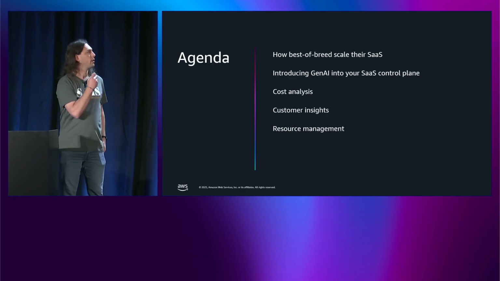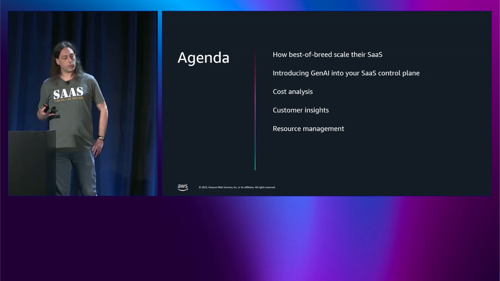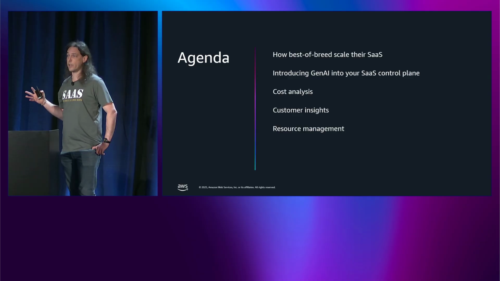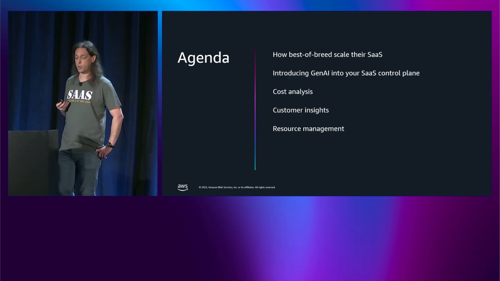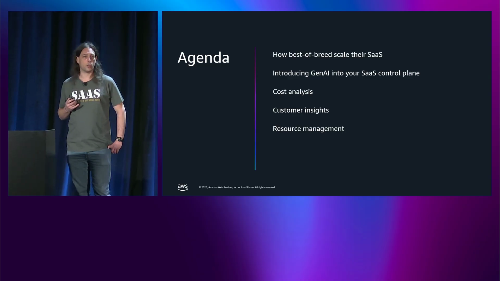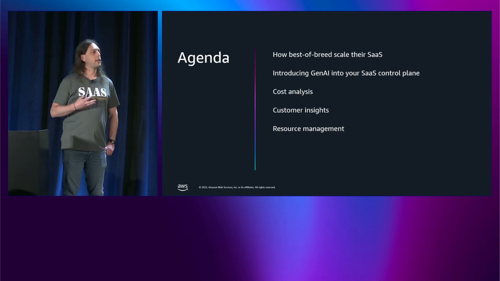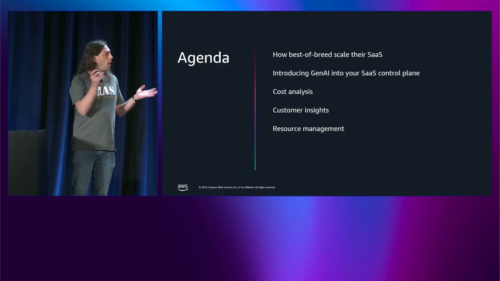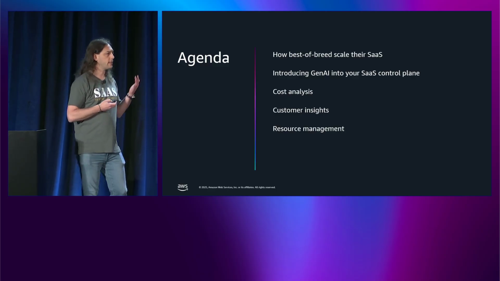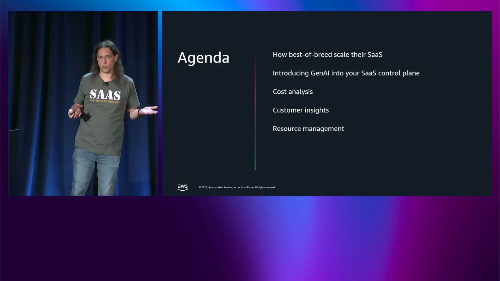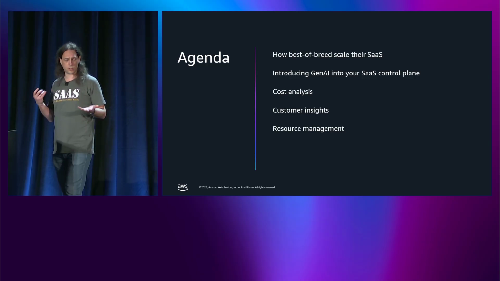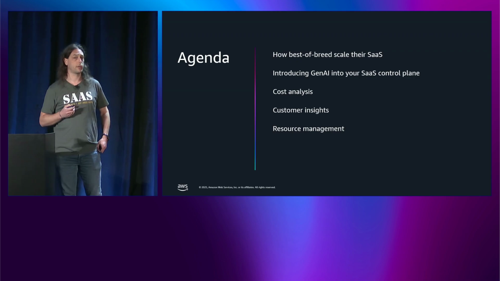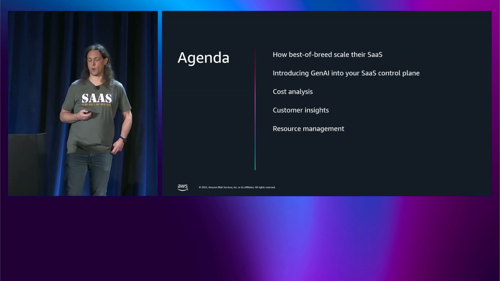So what are we going to look at today? Well, first, I'm going to look at what makes best-of-breed SaaS and how you can use GenAI to incorporate some of that into your control plane. Then Dhammika is going to look at cost analysis. So things like cost per tenant, pricing, forecasting. Then I'm going to look into customer behavior, the insights that we can get out of those. Customer personas, packaging, that sort of thing. And finally, Dhammika is going to round us out with looking into resource efficiency, so solving the noisy neighbor problem.